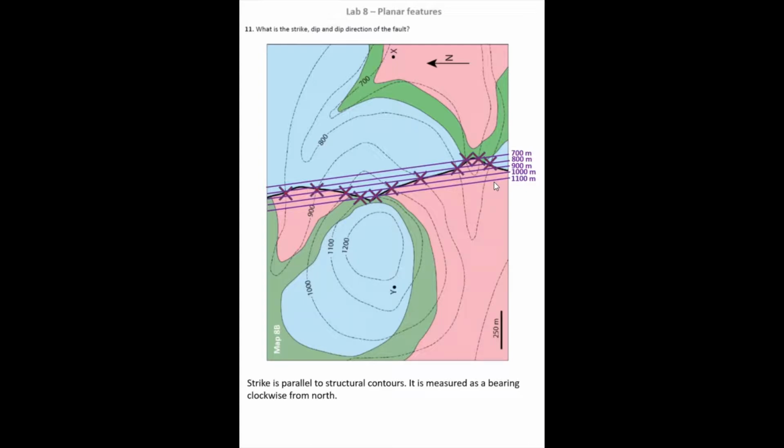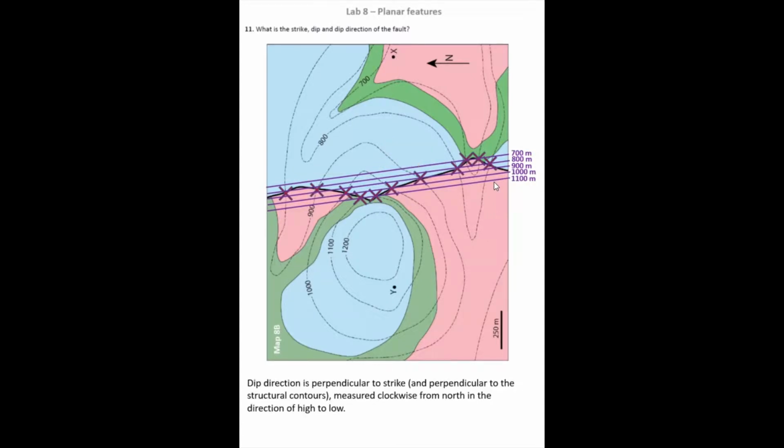And what we know already is that strike is parallel to the structural contours, and it's measured as a bearing clockwise from north. So what we can do is align a north arrow to our structural contours. We can count clockwise around from north until we intersect our structural contours, and we see that those structural contours have an alignment parallel to 175. So that's the strike.